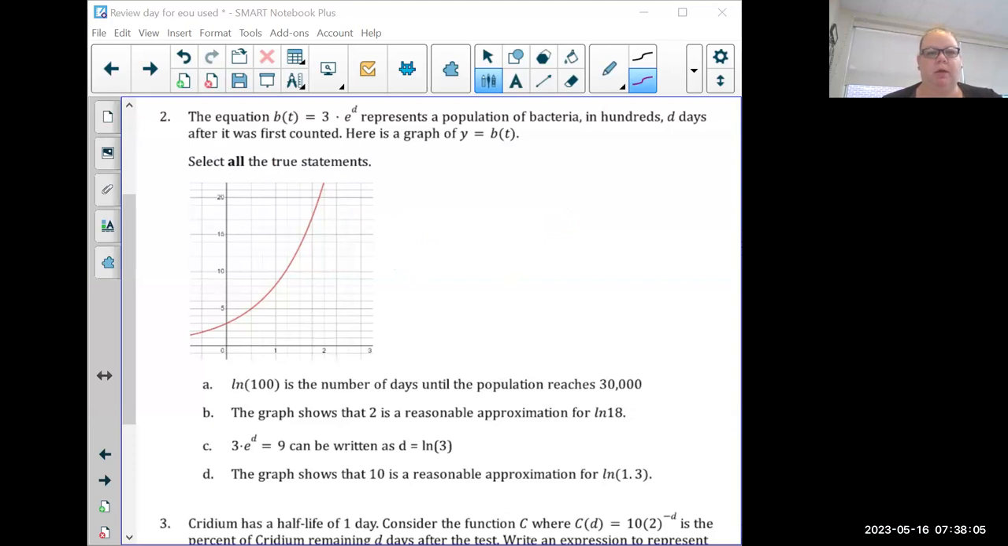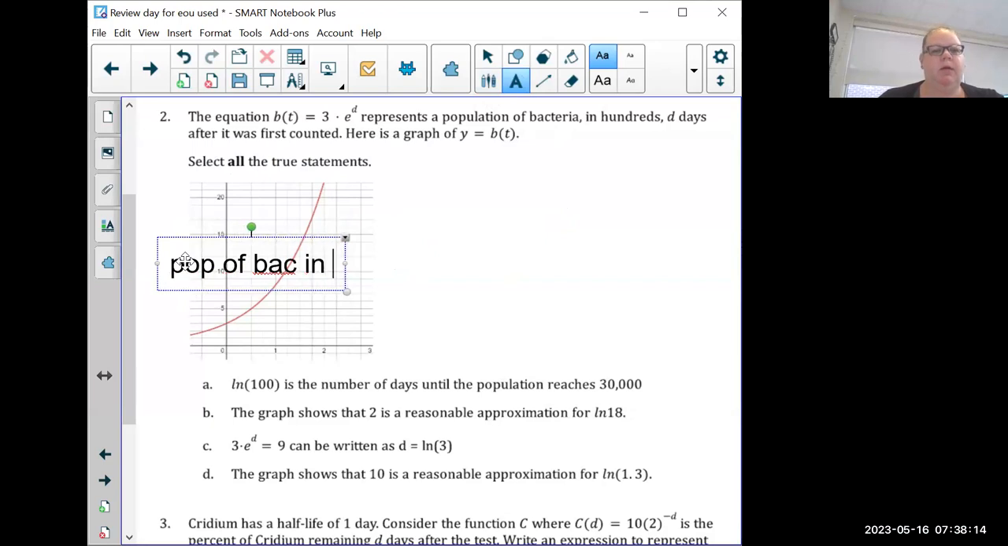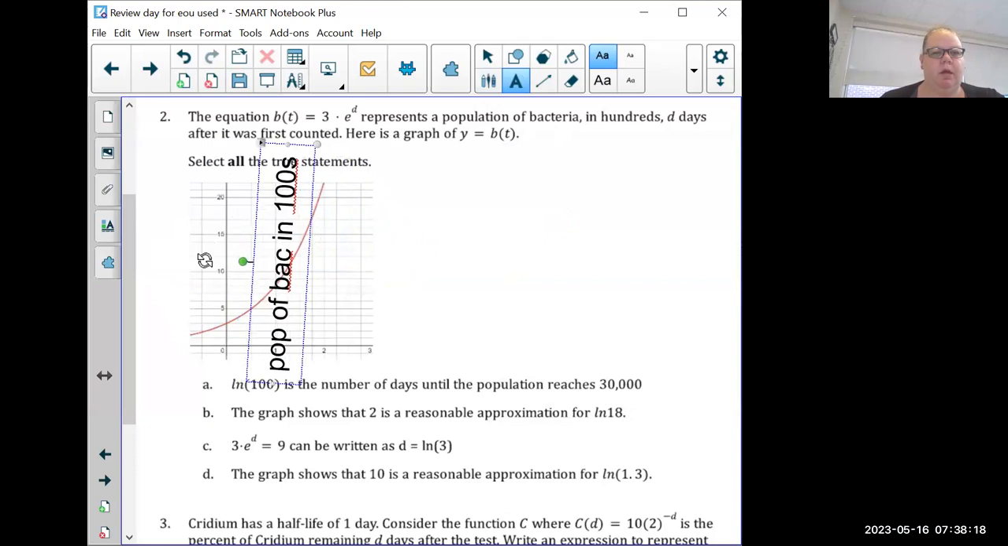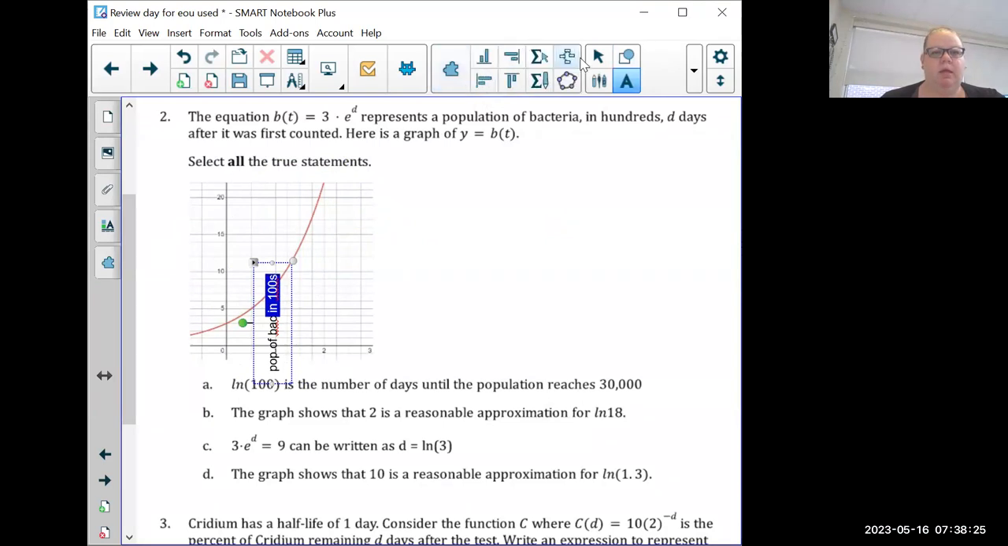So, label the parts. It says that this equation represents the population of bacteria in hundreds. So I'm going to write population of bacteria in hundreds on the side of the graph. And then it says that it's counting in D days, so that's going to be on the other side. So this is the days. That's the first thing you want to do: make sure you really understand the graph.